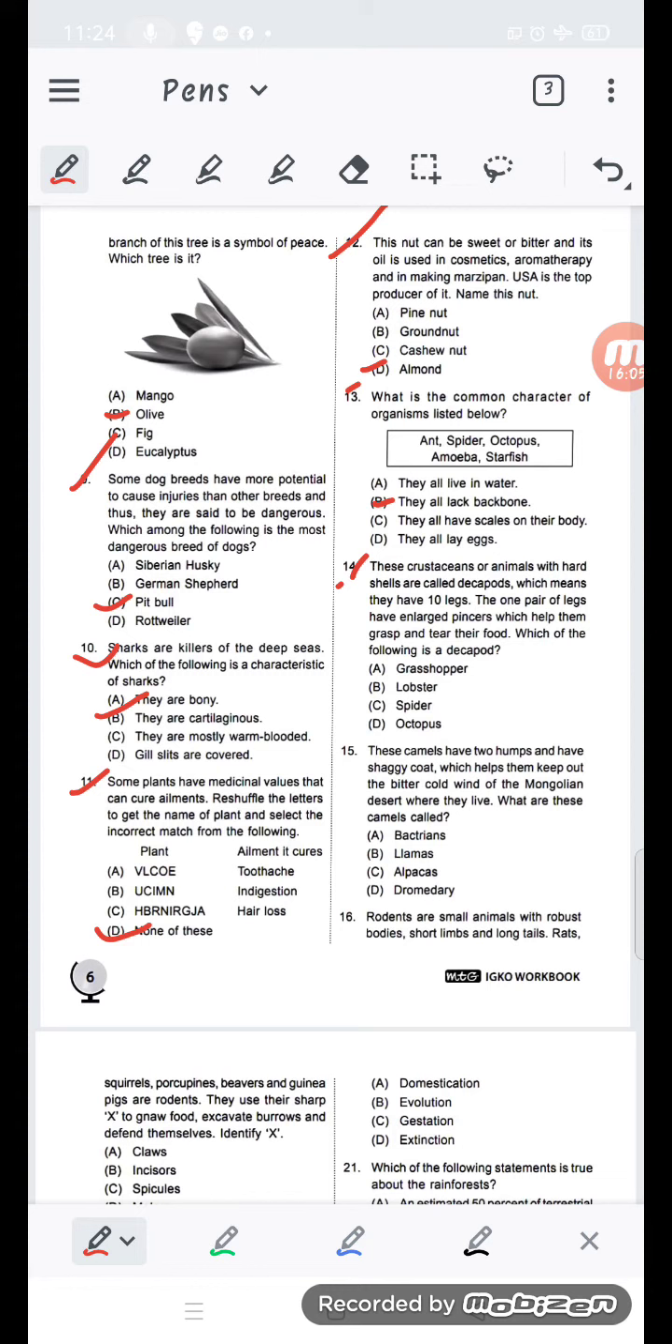Okay, so let us see. A, Grasshopper, B, Lobster, C, Spider, D, Octopus. According to me, the answer is B, Lobster, which has 10 legs. One pair of legs is enlarged. Just see the picture of a lobster, you will get to know. Many of you eat lobsters also.